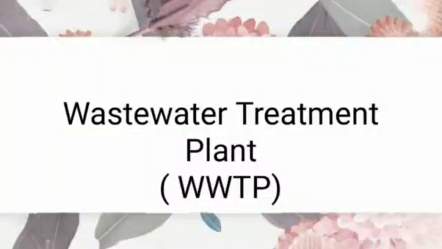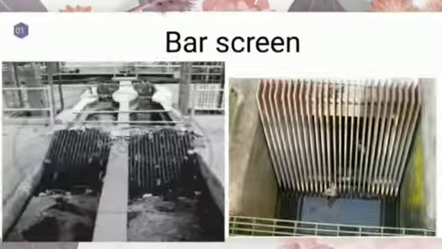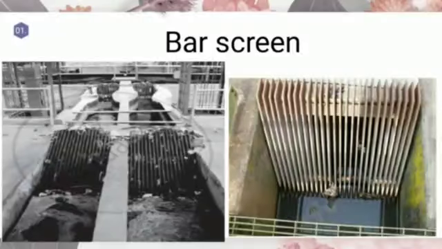And I will tell you about some alternative methods also for sewage disposal. Those alternative methods you have also learned: septic tanks, biogas plant, vermicomposting toilets, and I will explain them too. See, the first stage of WWTP, it means wastewater treatment plant, is a bar screen.